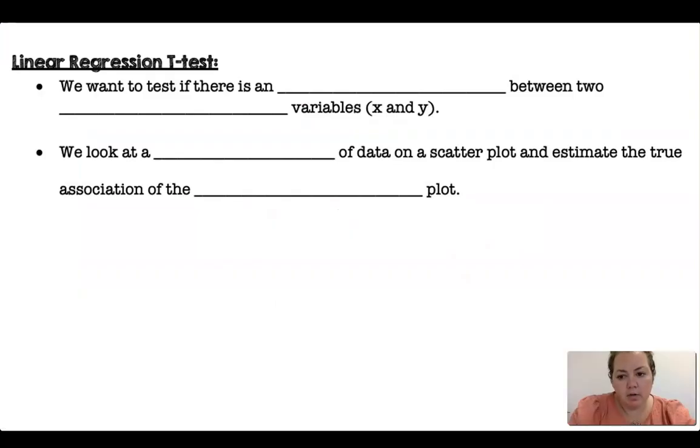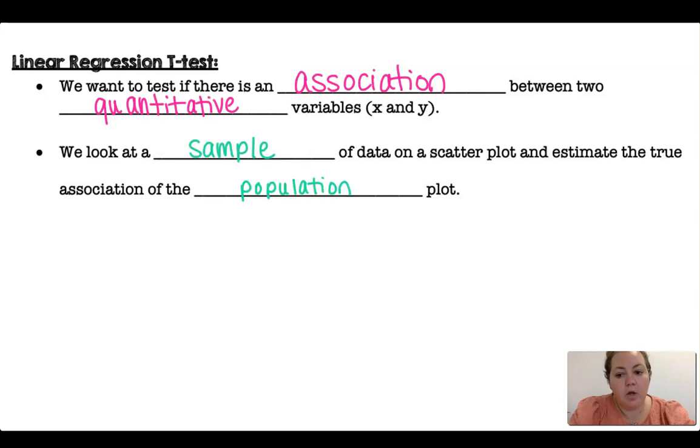All right, so a linear regression t-test. We want to test if there is an association between two quantitative variables, x and y. We look at a sample of data on a scatter plot and estimate the true association of the population's plot.